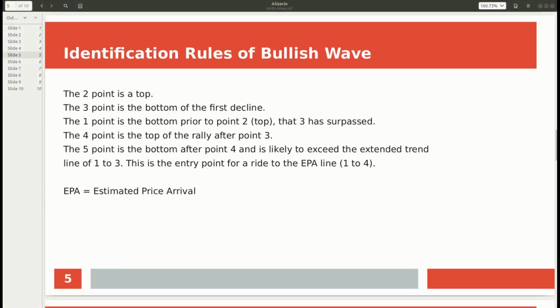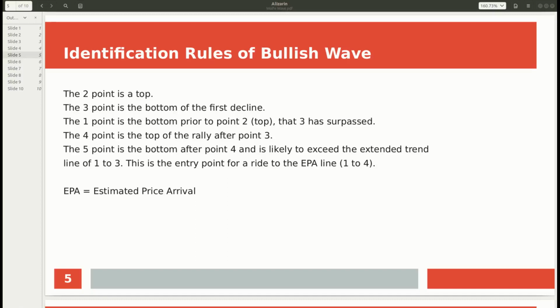The identification rules for the bullish Wolfe Wave are as follows. Point 2 is a top. Point 3 is the bottom of the first decline. Point 1 is the bottom prior to point 2, that is the top, that point 3 has surpassed. Point 4 is the top of the rally after point 3. Point 5 is the bottom after point 4 and is likely to exceed the extended trend line of 1 to 3. This is the entry point for a ride to the EPA line, 1 to 4.